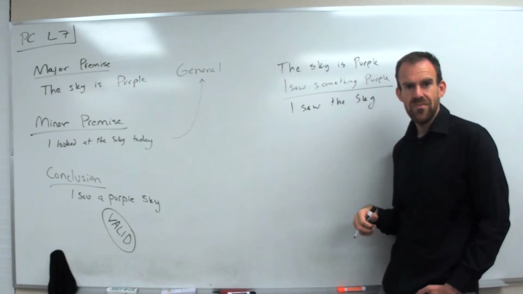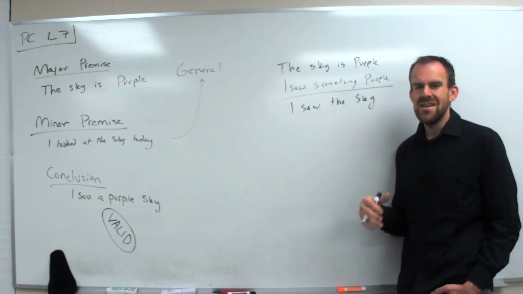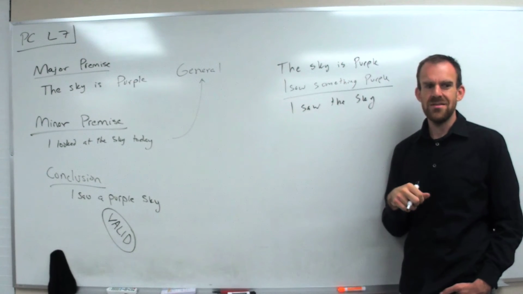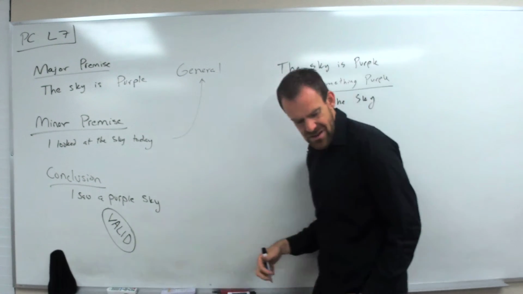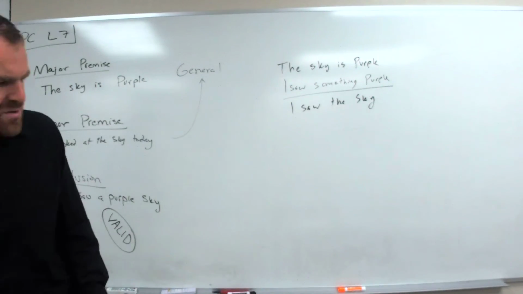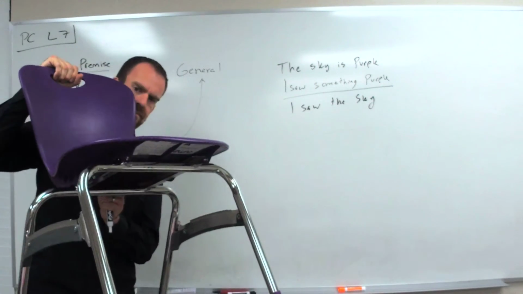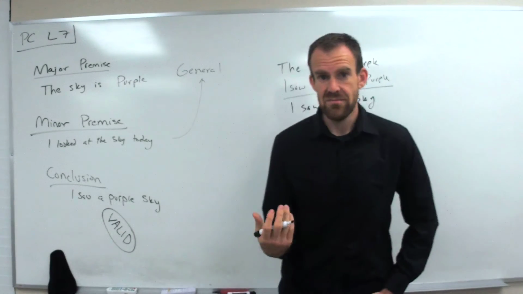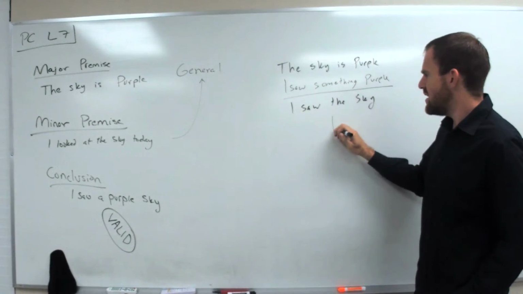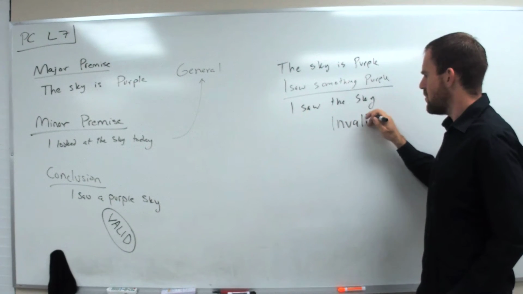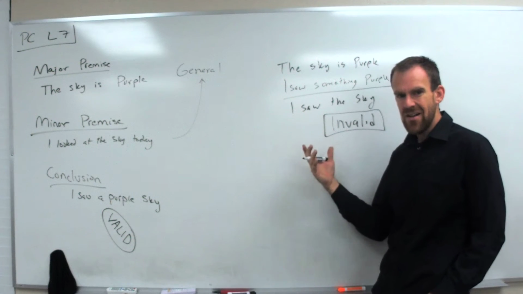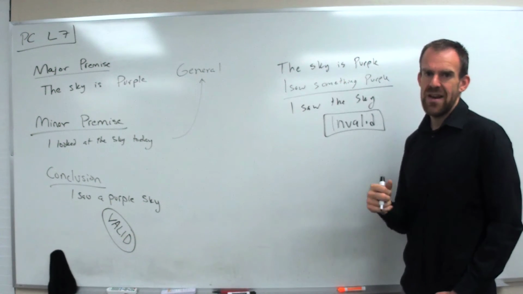Is that true? Well, again, we're not using true. Is that valid based on the major and minor premise? Actually, if I'm telling the truth, I saw this purple chair right here. Okay? I did not see the sky. This is invalid. The conclusion is invalid based on the information provided.